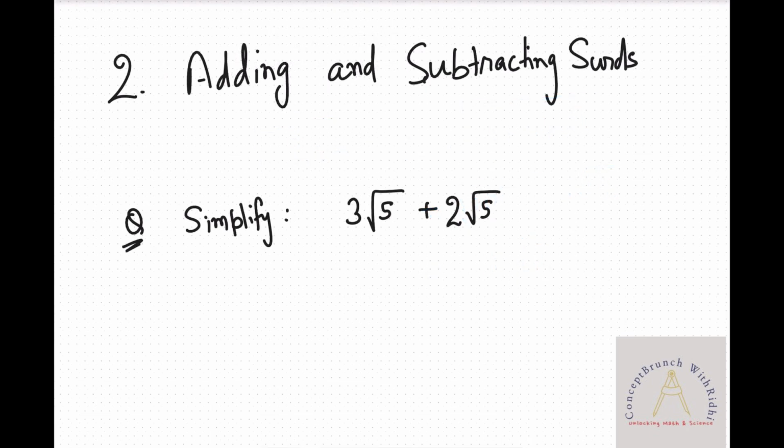Now let's try adding and subtracting surds. Remember, you can only add or subtract surds with the same radical part. Our first question is 3 root 5 plus 2 root 5. You can see the root 5 and root 5 are the same, so we can easily add them. 3 plus 2 is 5, so the answer will be 5 root 5. Let's move to the next question.